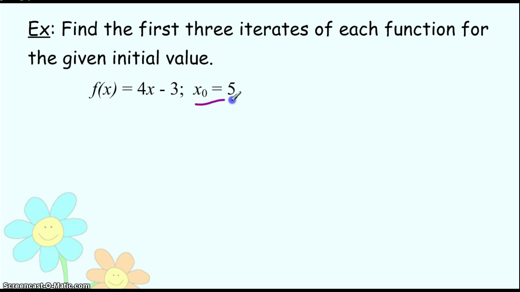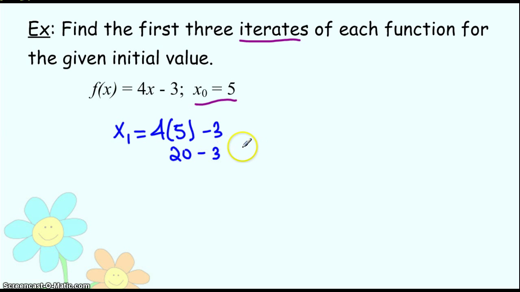X sub 0 here is our initial value. This is what we're plugging in. Iterates are each of the terms in an iteration. So we want to find the first one by taking our initial value of 5 and plugging it into the function 4x minus 3. So 4 times 5 minus 3. So 20 minus 3 gives us 17.